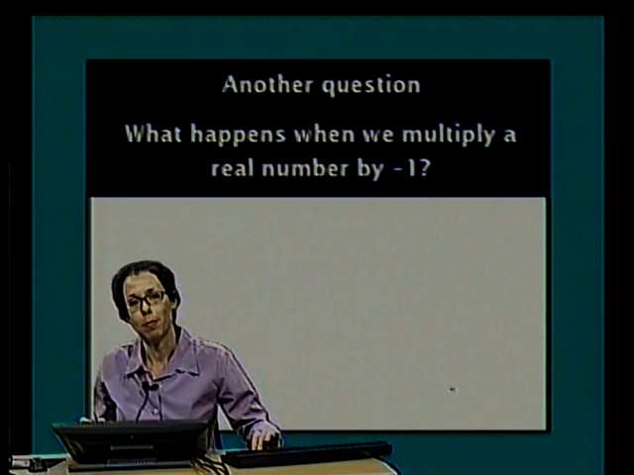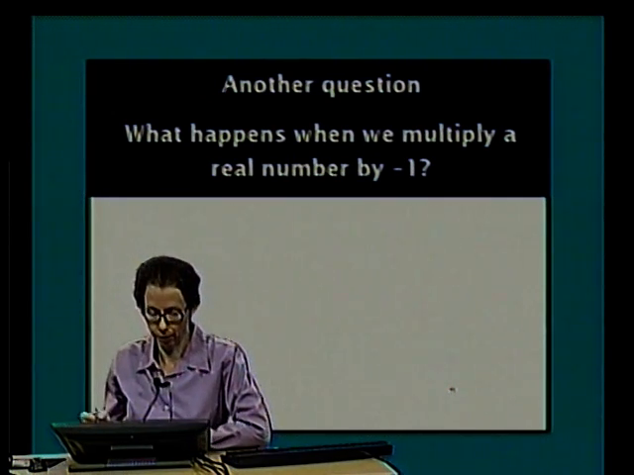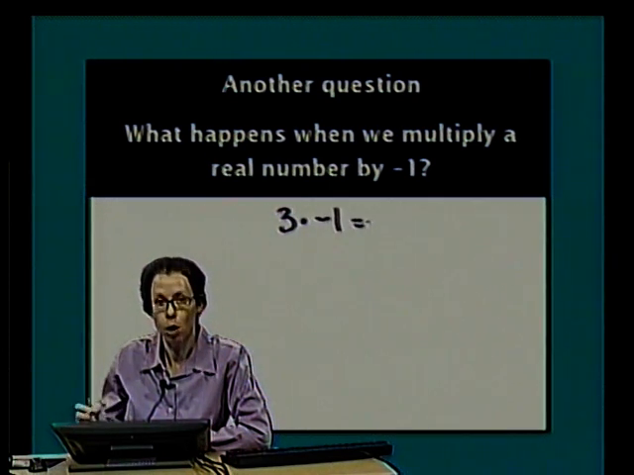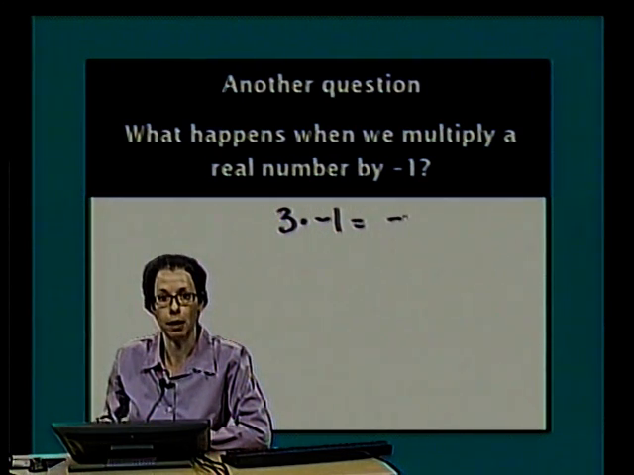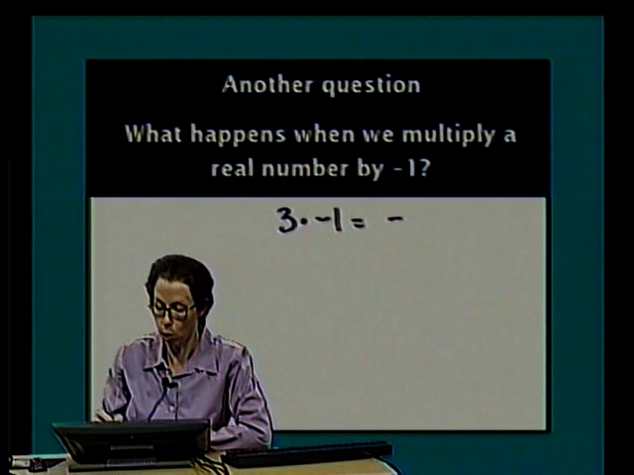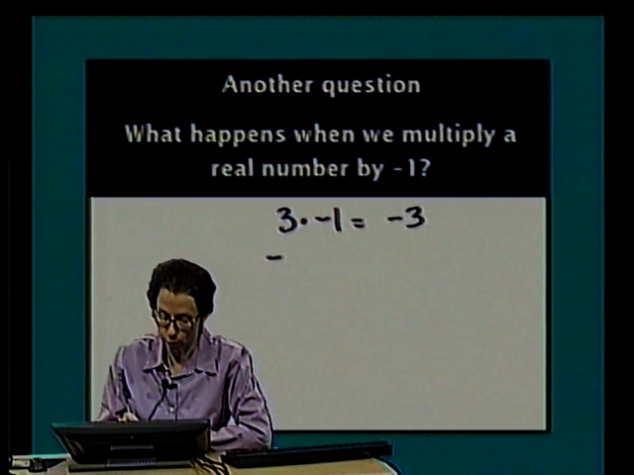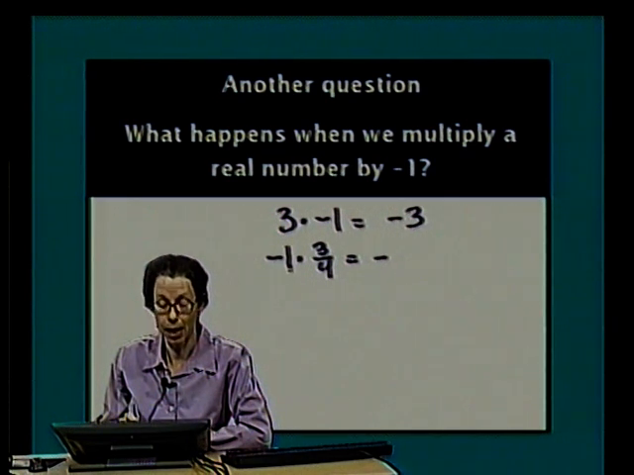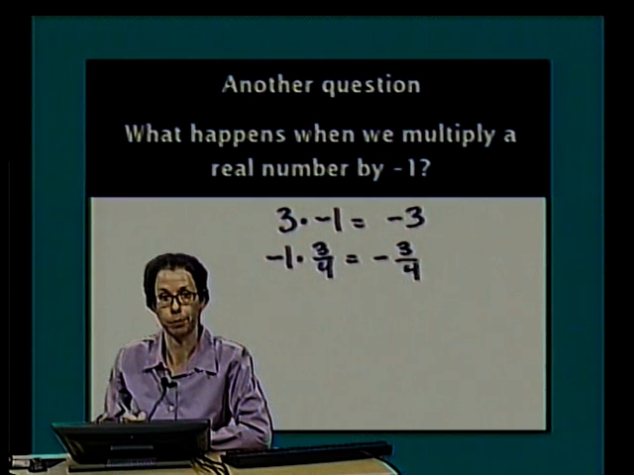So now we want to think about what happens when we multiply a real number by -1. Well, if I take 3 and multiply it by -1, we talked about what we would do here. We know the result is going to be negative, and we just multiply 3 times 1. So the result is -3. This would work with fractions as well. -1 times 3/4. I know the result is negative. In my head, I just multiply 1 times 3/4, and I get -3/4.